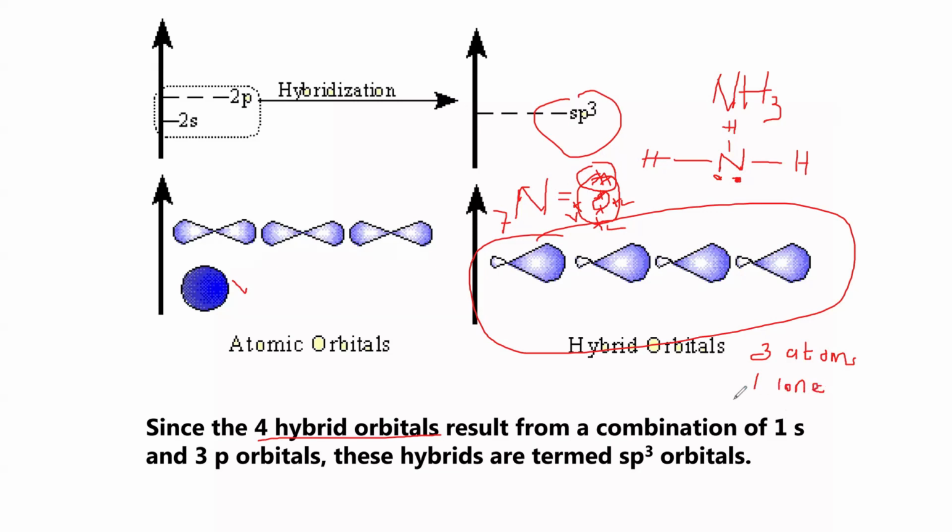So what do we do next? We now say 3 plus 1, then we have 4. Since we have 4 here, it means that we have 4 hybrid orbitals. Whenever we say 4 hybrid orbitals, it means that it is sp3. So the hybridization of ammonia is sp3 hybridization.